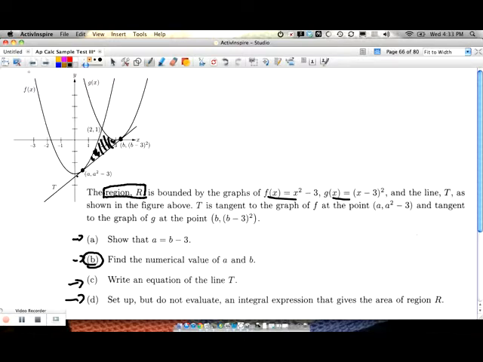So let's go ahead and jump to part B, see if we can figure out A and B. It says show that A equals B minus 3. I'm not sure what they're really looking for here, but the general idea is that it's going to be 3 less than that. Well, let's go to this next one, part B.